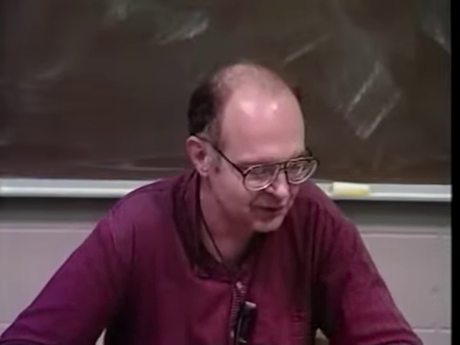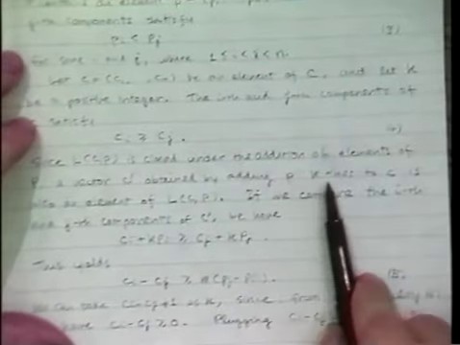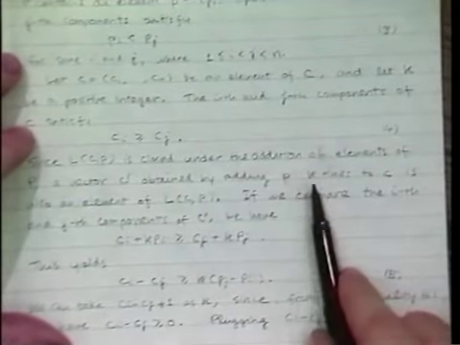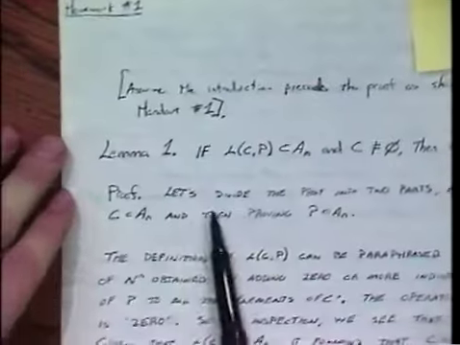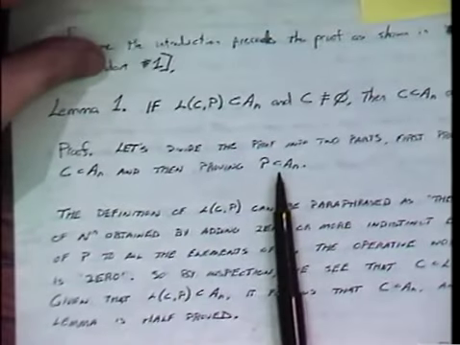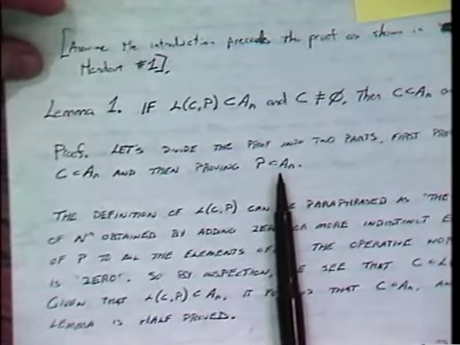Here's an example of two things in a row, by adding P, K times to C. Notice that doesn't work, right? Okay. Here's: let's divide the proof into two parts, first proving C and then proving P. I like that. I thought that was good.